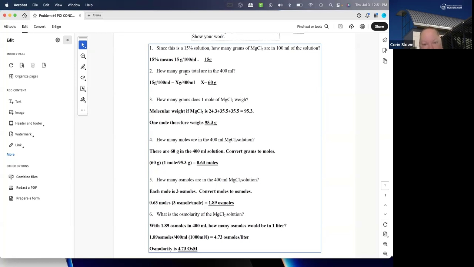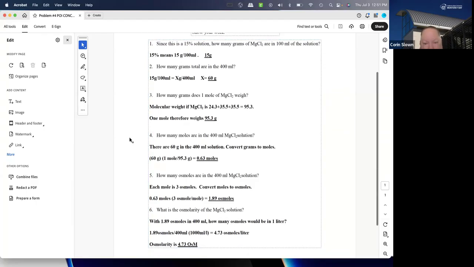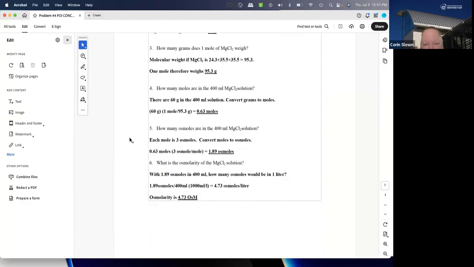And then being able to figure out how many grams total are in 400 milliliters, most folks were able to do without error. And then I was pleased to see the calculations in terms of molecular weight. But then actually the calculation of the number of moles, this is a step that not everyone did, and I think sometimes that ended up being the sticking point, but here's the number of moles. And then the osmoles for a 400 milliliter magnesium chloride solution, there's 1 magnesium and 2 chlorides, so that's 3 osmoles total. So we're going to convert our moles to osmoles, so 0.63 times the 3 gives us 1.89 osmoles.